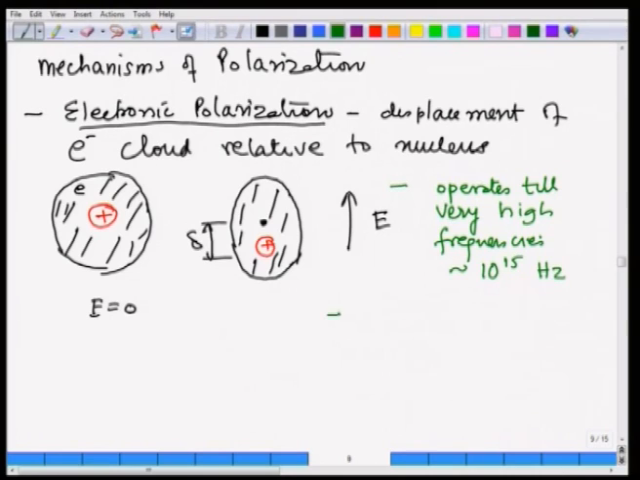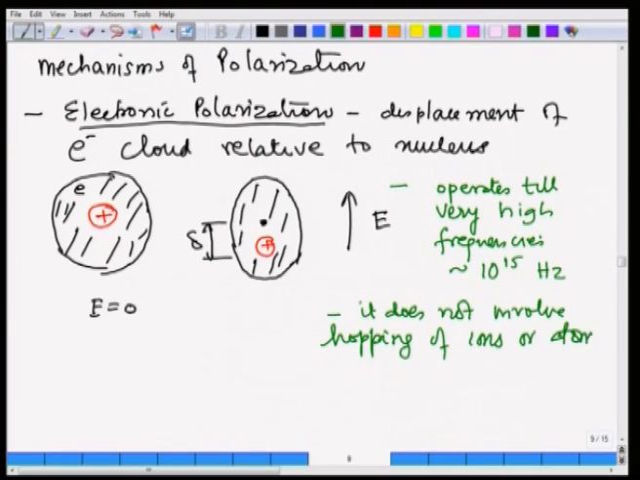Second point is that it does not involve hopping of ions or atoms. Hence, it is not a diffusion-like process, hence it is temperature insensitive. In this course, I will not do the mathematics of this, I will simply tell you what the different mechanisms are. So, this is a quick overview of what electronic polarization is.